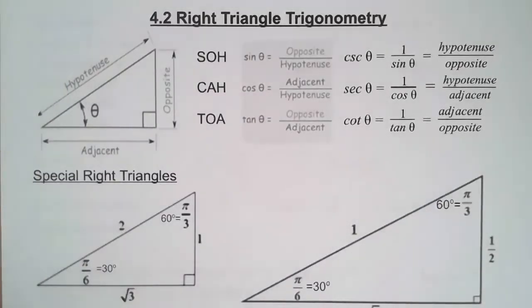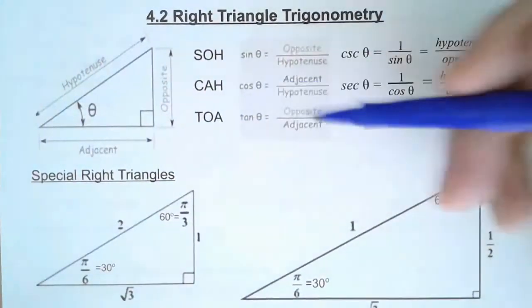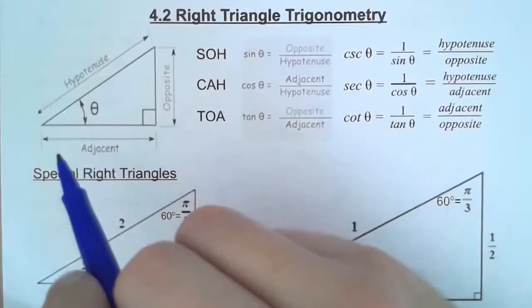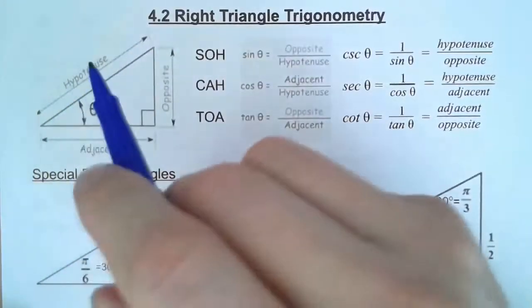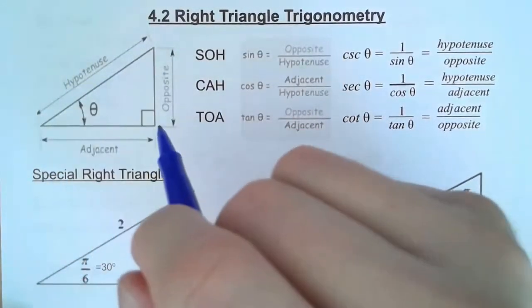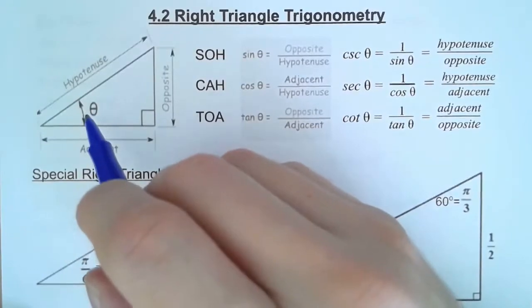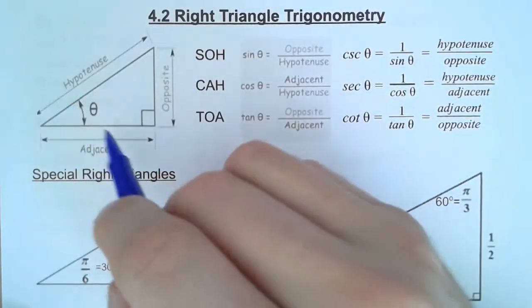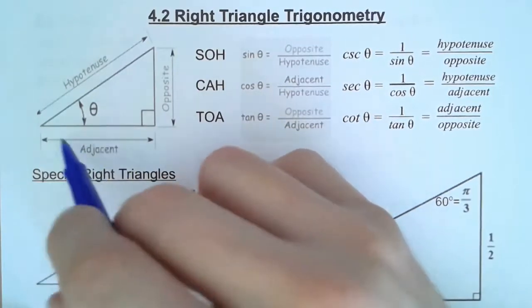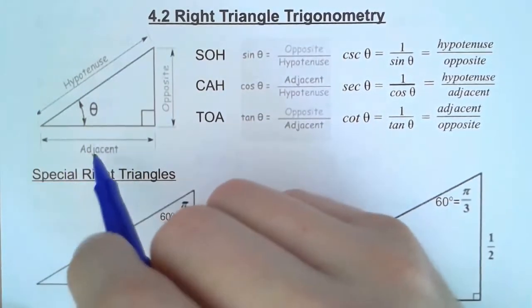Looking at trigonometry today, and most of this should be review. Hopefully you remember SOHCAHTOA: sine, cosine, tangent. We start out doing this only with right triangles, and so the hypotenuse is the side opposite the right angle. And then if we pick a particular angle, the side opposite that angle, we label opposite, and then adjacent is right next to that angle.